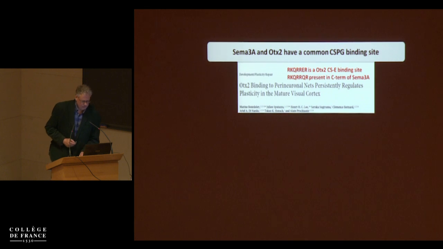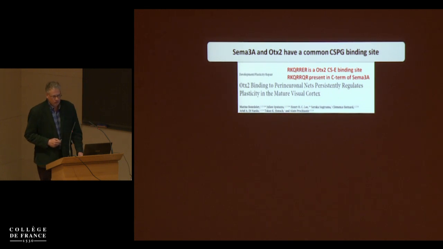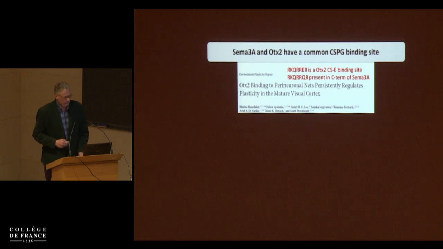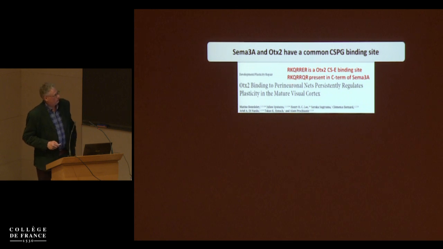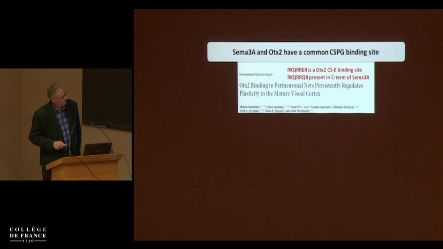And then I think there was a very important paper published, an eye-opener for us, by Alain. He showed that this particular 7 amino acid sequence here is the CSA binding motif for OTX2. And when we looked into the sequence of semaphorin 3A, we found that this sequence is actually present in the C-terminus of semaphorin 3A.